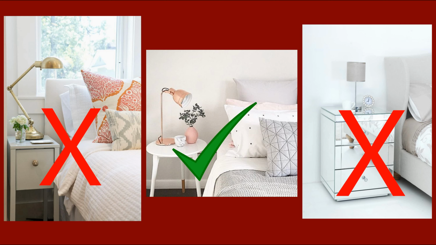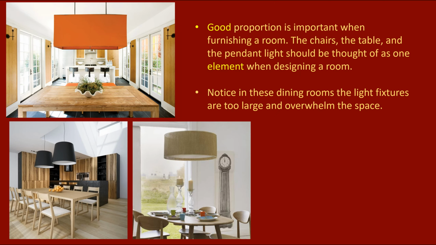Now, none of these items are wrong. You can buy all of these items, but you need to make sure, like on this one with the glass nightstand, if you want that big of a nightstand, you need to have a larger lamp and a larger clock and a couple of other things on that table. If you want to have the first one and you want to have a smaller table, you just need to have a smaller lamp. That way the proportions all make sense.